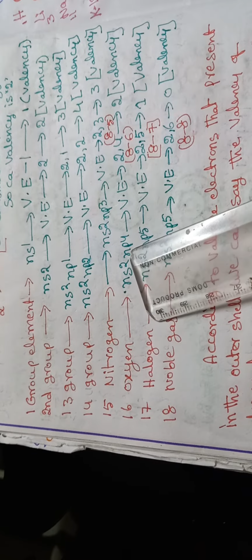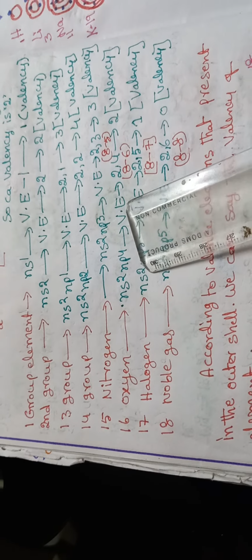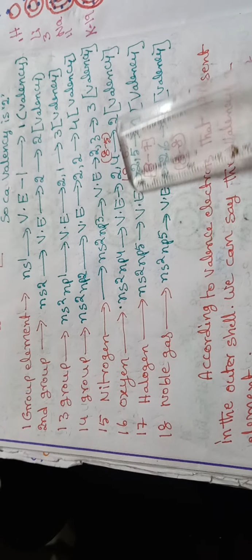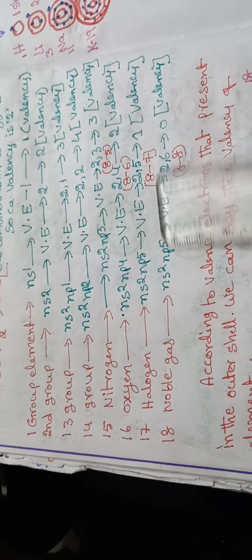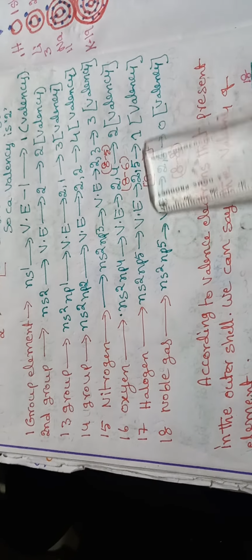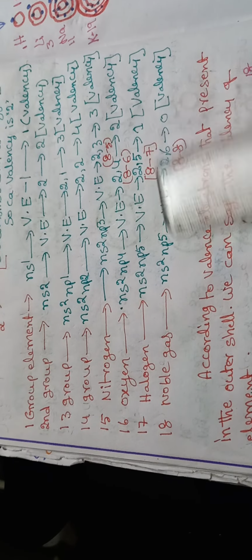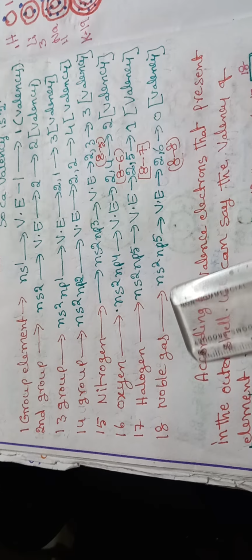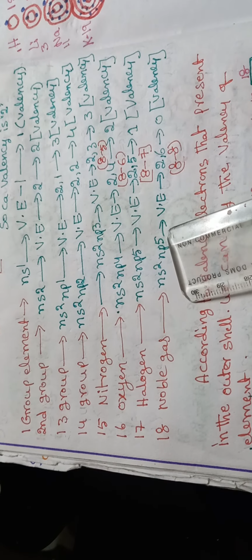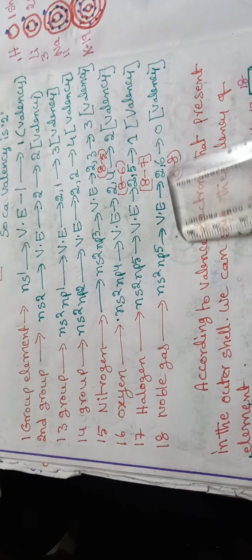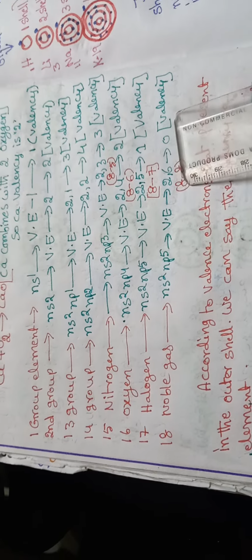16th group, oxygen family, ns2 np4, valency electrons 2 and 4, valency is 2. 17th group, halogens, ns2 np5, valency electrons 2 and 5, valency is 1. 18th group, noble gases, ns2 np6, valency electrons 2 and 6, valency is 0.